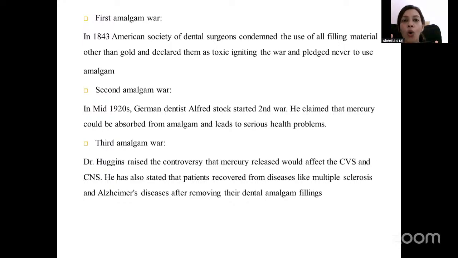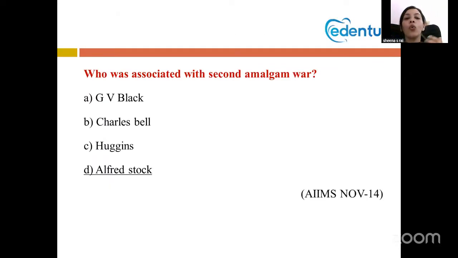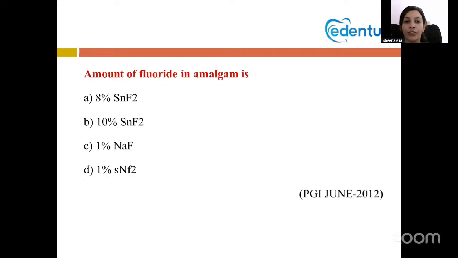So these are the three amalgam wars. The first amalgam war was by the American Society of Dental Surgeons. The second amalgam war was by Alfred Stock, a German dentist. The third is Dr. Huggins. So the question is who was associated with the second amalgam war? Alfred Stock is the person for the second amalgam war. Huggins is the person responsible for the third amalgam war.